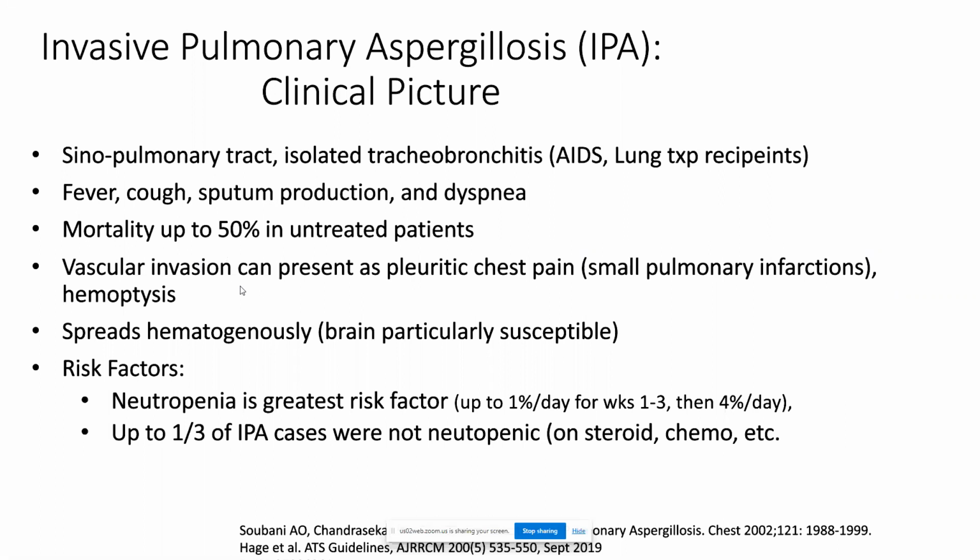It's the vascular invasion where it gets its name, and this shows up. It can cause some pleuritic chest pain when it erodes across the pleural surface and causes infarcts. It can erode across tissue planes and cause hemoptysis. It can spread hematogenously, and it loves to go to the brain. And as I mentioned, neutropenia is the biggest risk factor, and it goes up each day. Although I say that it's the biggest risk factor, up to a third of cases are not neutropenic. They're on some other steroid or chemotherapy or receiving something else.